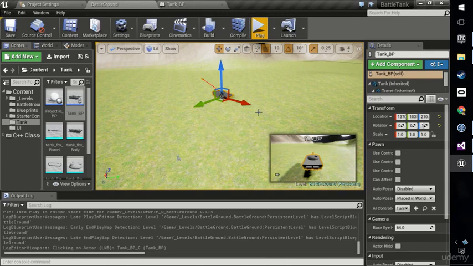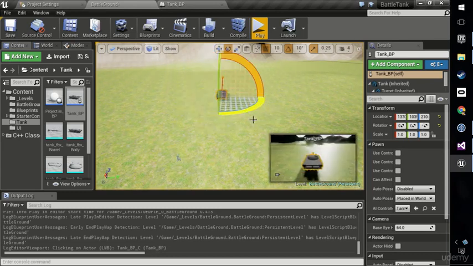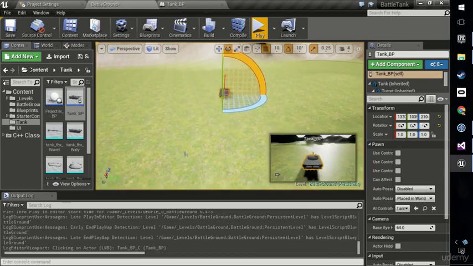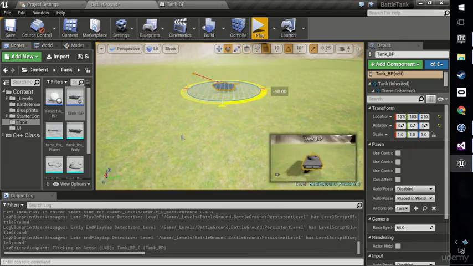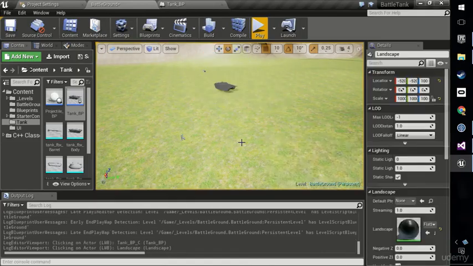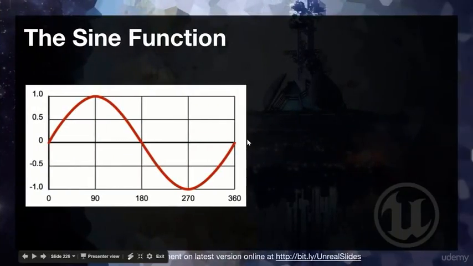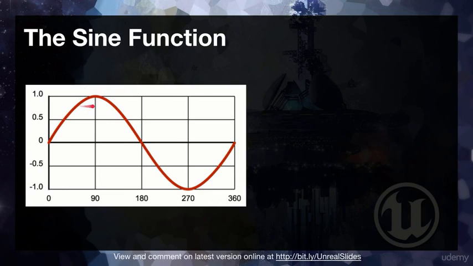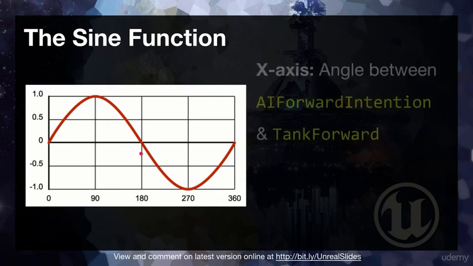So the deal is that if this guy was already facing us like this, then it wouldn't need to rotate at all. And if he was facing 90 degrees on, it would want to rotate as fast as possible. It's almost exactly what we were doing before, but in reverse pretty much. So this is where the sine function comes in, very much like the cosine function. In fact, it's exactly the same shape. It's just shifted along by 90 degrees. So let's think it through. But firstly, what are the axes?